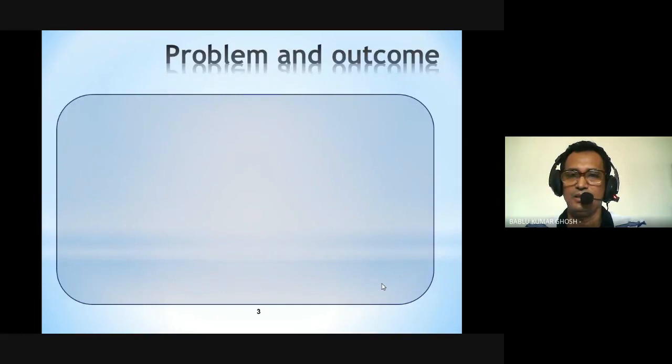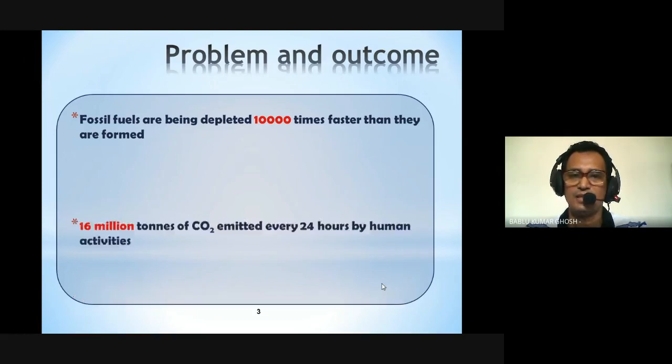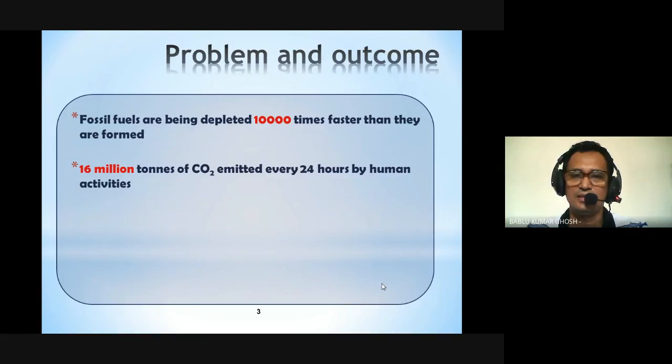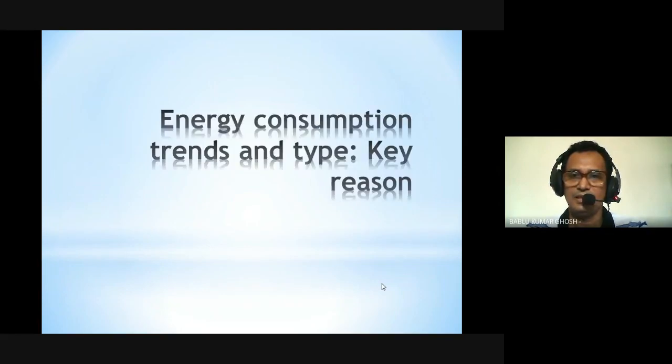What is the cause and effect, the problem and its outcome? Fossil fuel is very essential for our development, but it is depleting very fast. Due to the use of fossil fuel, the carbon dioxide level has tremendously increased over the last 2 decades. At the same time, it is also a problem for global warming, which may increase by 4 degrees Celsius by the end of this century, and ultimately the sea level may rise. It's predicted that it can rise about 6 meters. That is very troublesome for the whole living world in the universe.